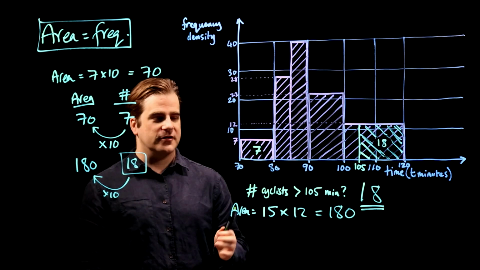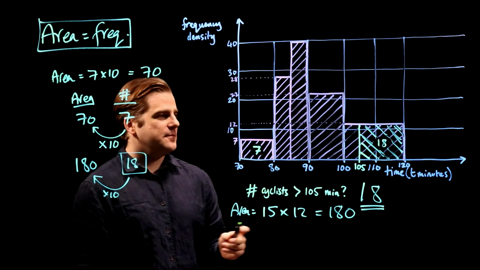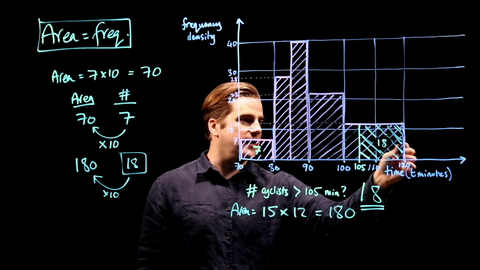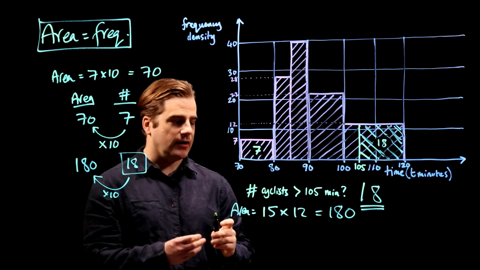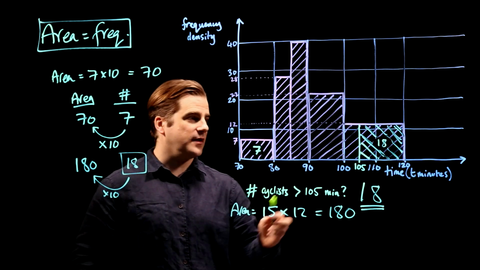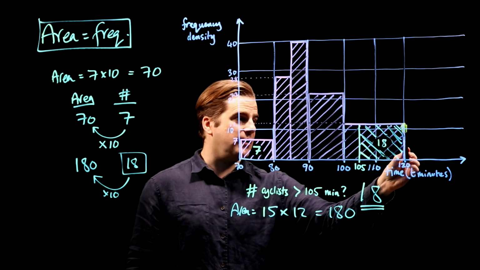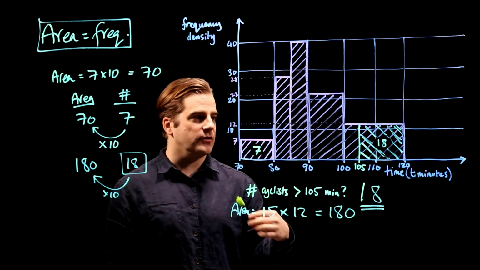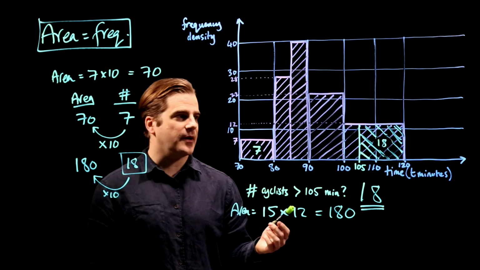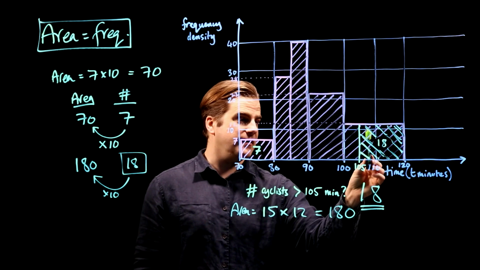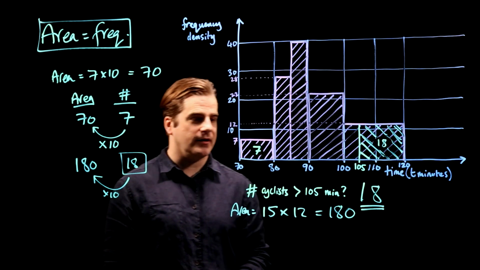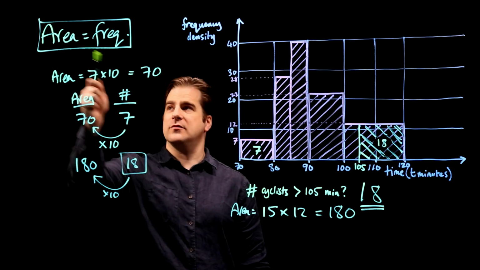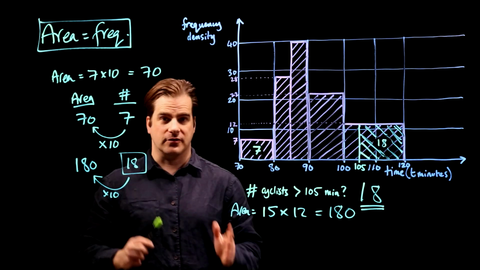I'll just go over it one more time, just to be sure. The area of the whole box from 100 to 120 is 24, and we can only say for certain that 24 cyclists came in between 100 and 120 minutes. As soon as you start cutting that box up, you're beginning to estimate, because you don't know exactly where those 24 cyclists came in. That's more than enough. There you go. Just remember, in a histogram the area of these boxes corresponds to frequency.